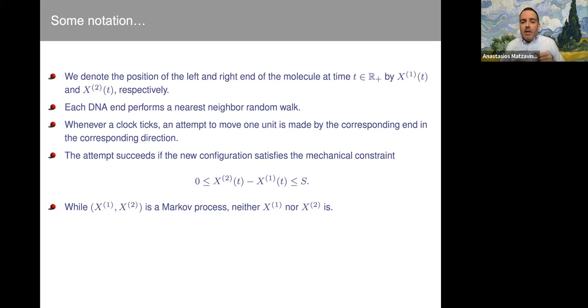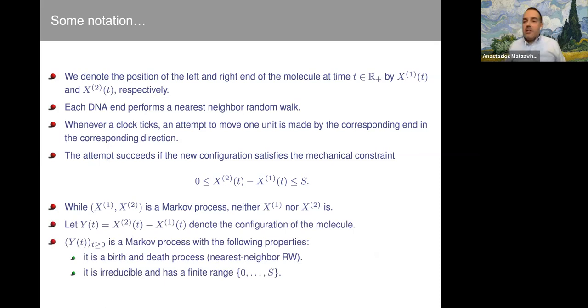Now the thing is that we would like to get some quantity for the asymptotic diffusion coefficient of, let's say, the right end of that polymer, x2 of t. Now, (x1, x2) is a Markov process, but neither x1 nor x2 on its own is a Markov process, because of that extra condition that forces you to move in, if you think about it. I'm also going to define this notion of the configuration of the molecule, which is the distance between x1 and x2.